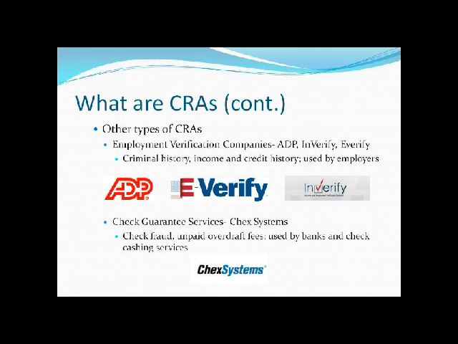The second type of CRA are check guarantee services, and the most popular is Check Systems. There are other smaller organizations out there, but Check Systems is the primary provider. And the information that Check Systems gathers is information concerning banking fraud, unpaid overdraft fees, and it's primarily used by banks and check cashing services to determine whether you are eligible to open an account. If a particular consumer has a history of check fraud or large sums of overdraft fees, usually a bank will not be interested in opening an account with that consumer because there's a risk that the same type of situation would happen again and the bank would be responsible for covering those overdraft fees.